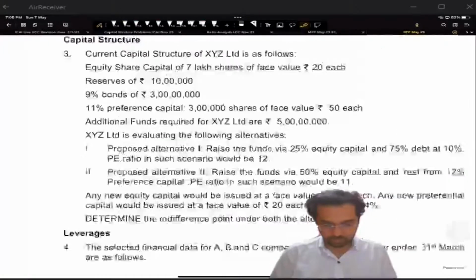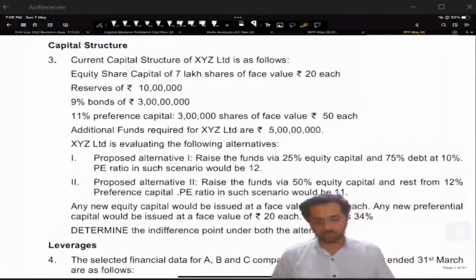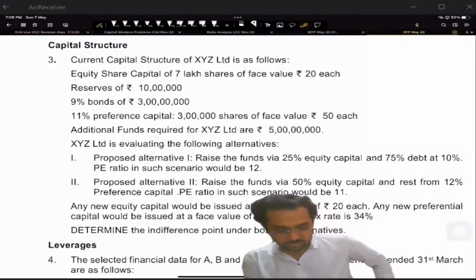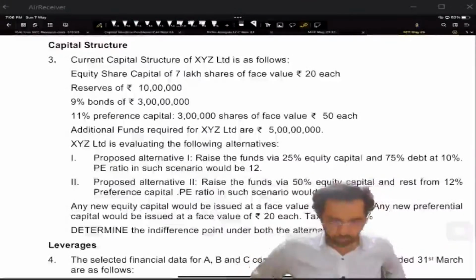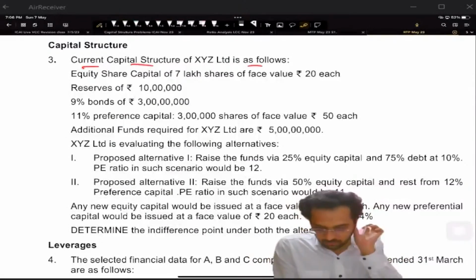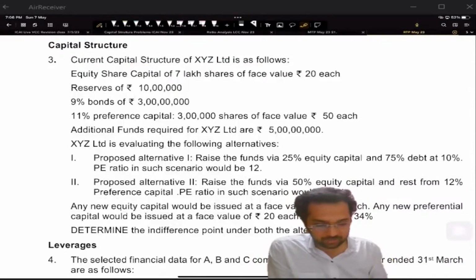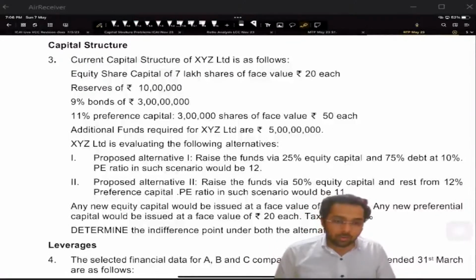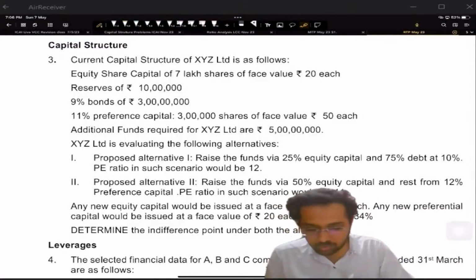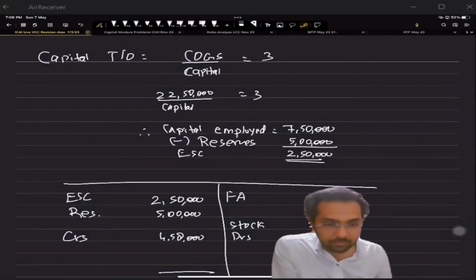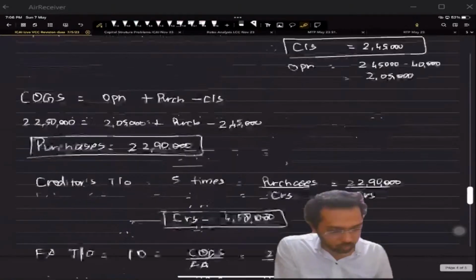Yeah. So we have this question of capital structure from the recent RTP. Let's try to discuss it. Current capital structure is as follows. Equity share capital is 7 lakh shares. Yashika has pointed out the answer. Opening stock is 92,500 and closing is 132.